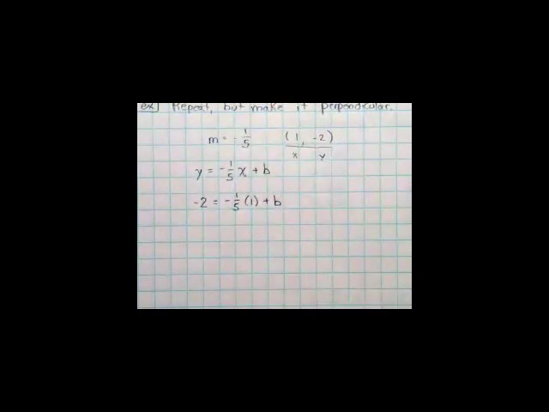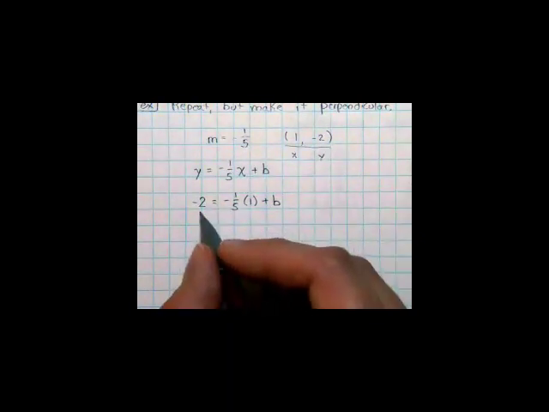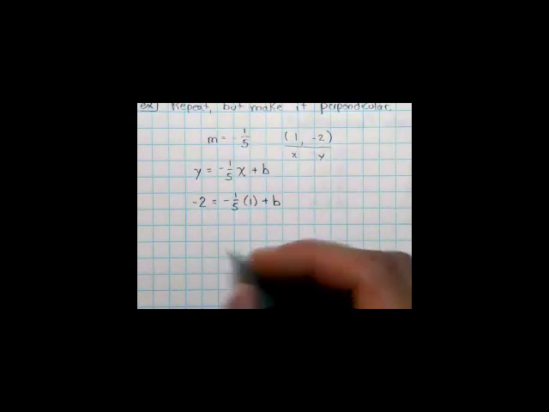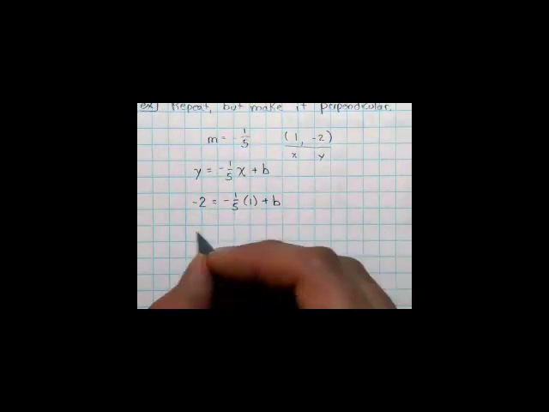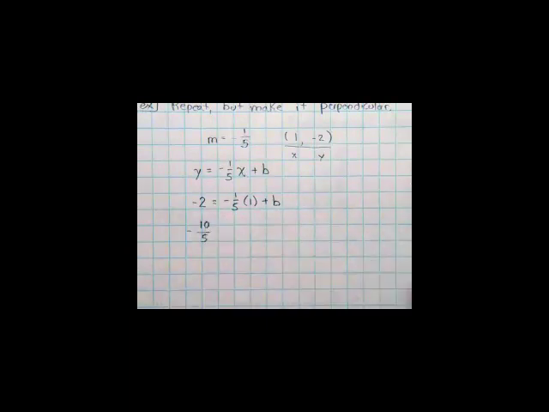Now we got a little fraction work here, but I think we can handle that. So negative 2, and then we have to add 1/5 to negative 2. So let's do a little common denominator work here. We got to put them both over 5. So if it's negative 2, it would be what over 5? Negative 10. Because 10 over 5 is 2.